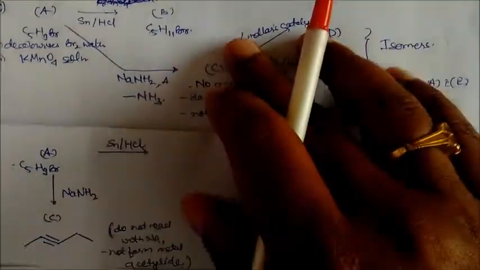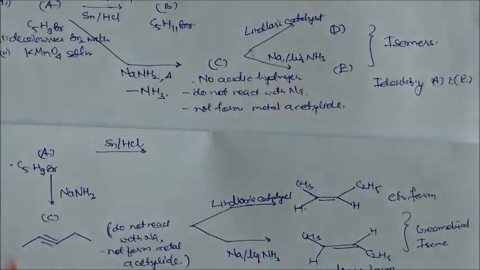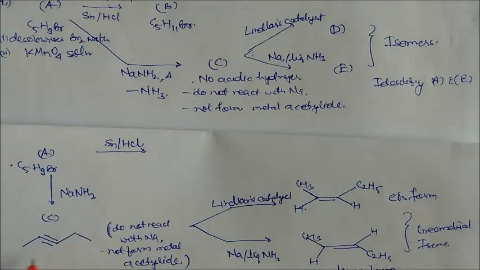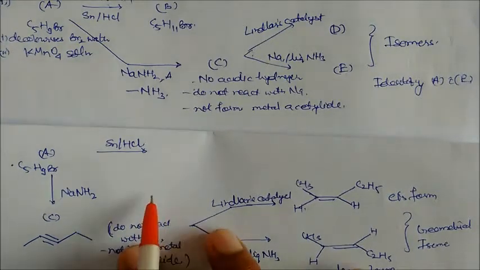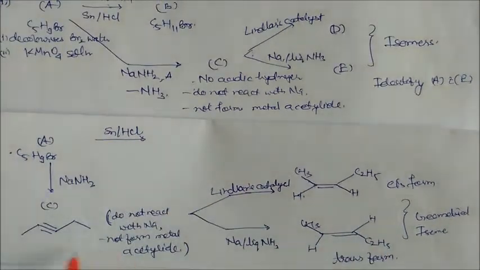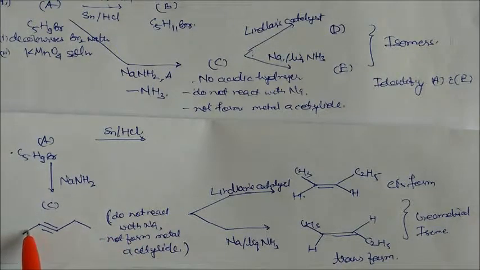See here. This compound is A, C5H9Br. On heating with sodamide, we will get C. This is only possible because this compound does not react with sodium and does not form a metal acetylide. It cannot react with sodium. If this compound is put this side, it has a terminal hydrogen which can react with sodium. But if you put the double bond, triple bond here, it will not react with sodium.